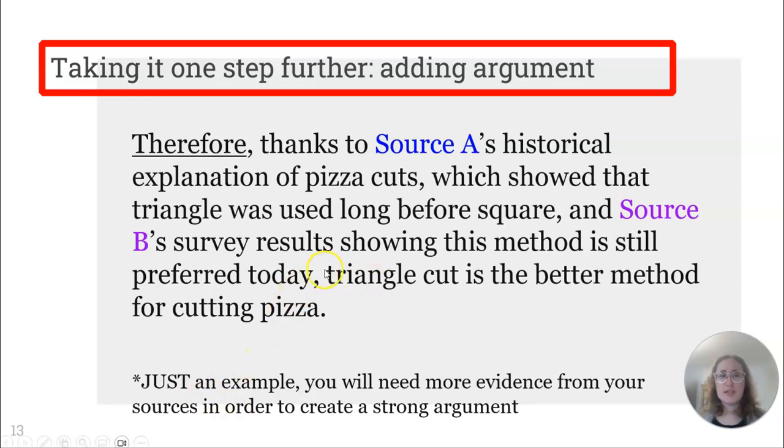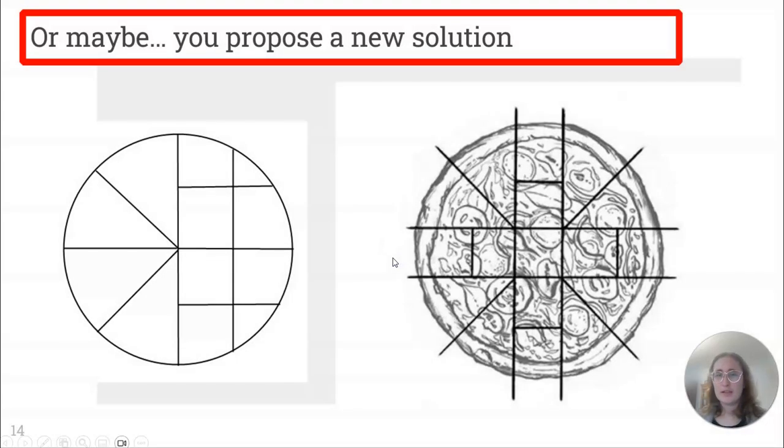And again, this is just a low stakes example that you can look at more if you'd like later. These slides will be on Canvas as well.